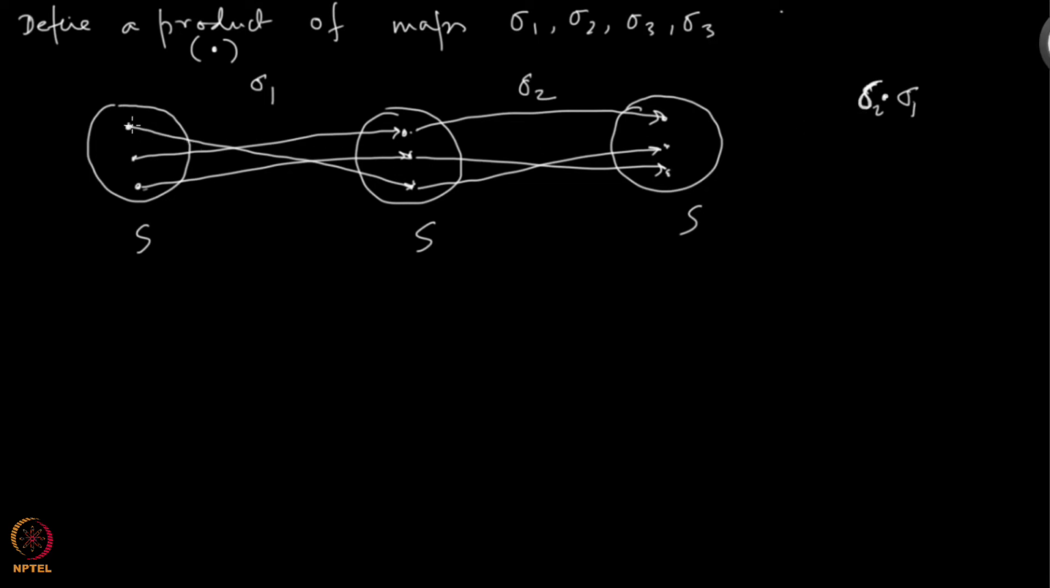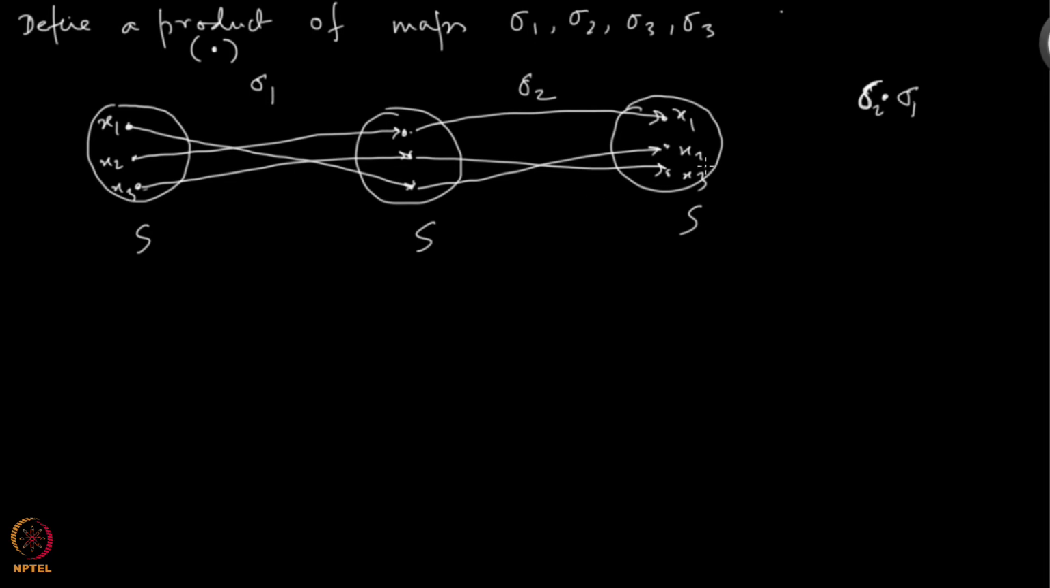It does this: sigma 1 takes this element here, and sigma 2 takes that element there. So what has happened is, if I call these elements x1, x2 and x3, and this is also x1, x2 and x3, then x1 has gotten mapped to x2, and x2 has been mapped to x1, and x3 has been mapped to x3. It goes back.